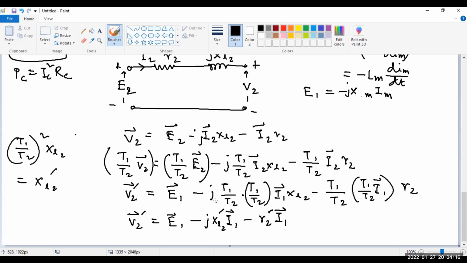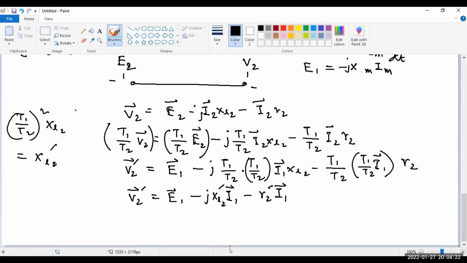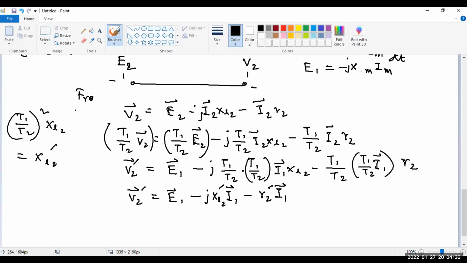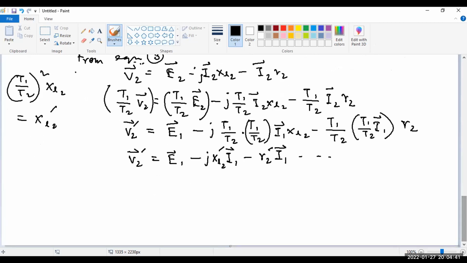Now, if we have this, this is basically the same equation number 3, but it's a modified version. So now we can compare this equation. No, I will not compare. What I will do, once again, I will try to draw the circuit, or I will go for the circuit realization. What will be the circuit realization?